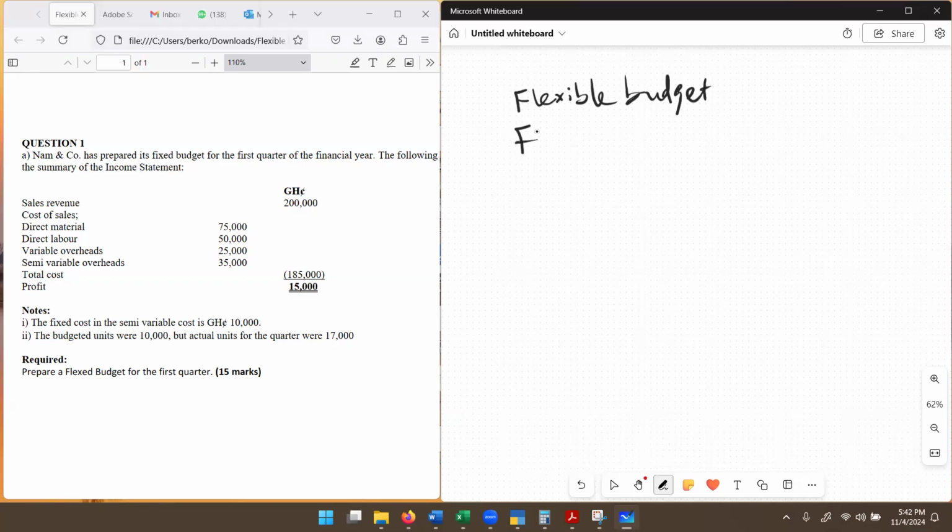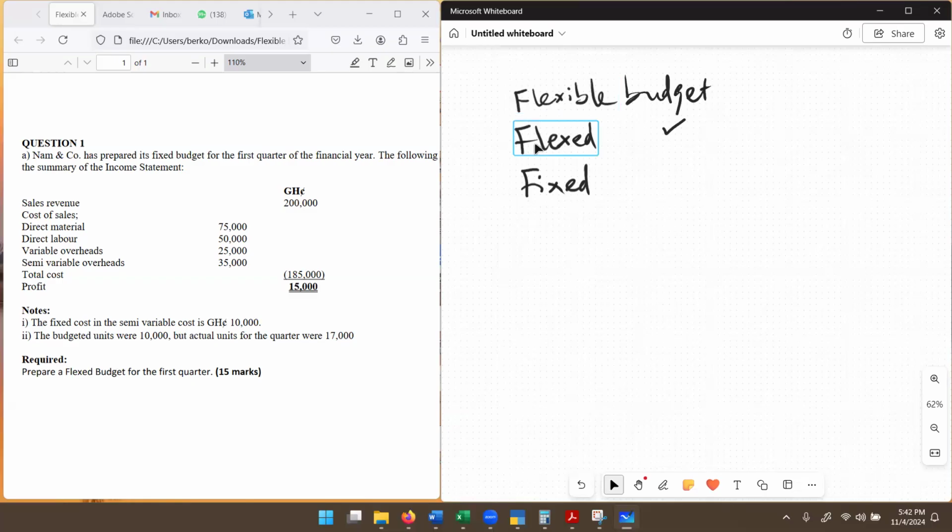And then a flexed budget. And then a fixed budget. So the flexible budget is the original budget, which we have the intention of revising anytime the activity level changes. That makes it flexible. So such a budget is a flexible budget.